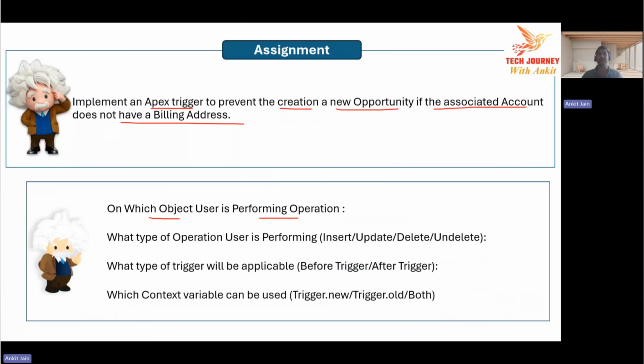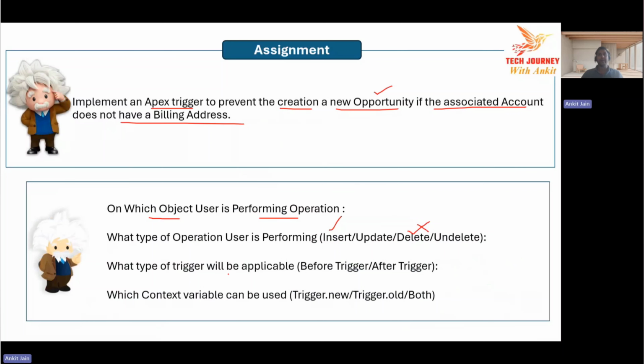On which object is the user performing the operation? In this scenario, the user will be performing the operation on the opportunity object. What type of operation is the user performing? User is performing the deletion. Sorry, user will be performing the creation operation, not the deletion. My bad. User will be performing the insert operation.